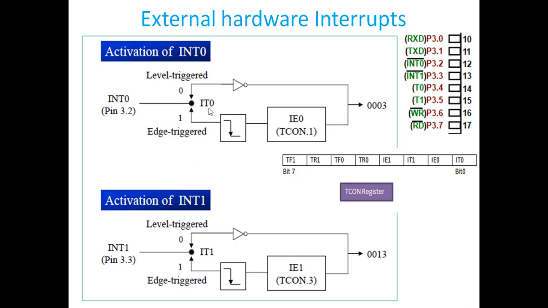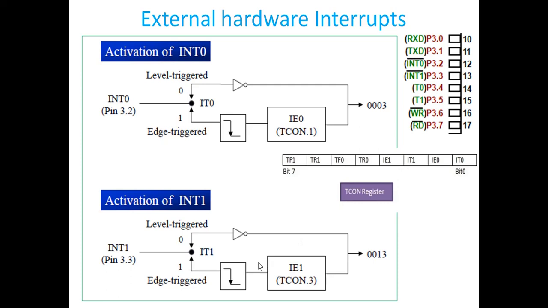So this is the internal diagram. Suppose you are connecting any pulse or clock, whatever it may be, you have to connect it to pin number 3.2. So inside, the pin configuration is like this. The IT0 you can configure with the help of this timer control register. Suppose you are giving a level trigger, no need to configure any bit. Suppose you are going to use the edge trigger, you configure this IT0 bit as 1.